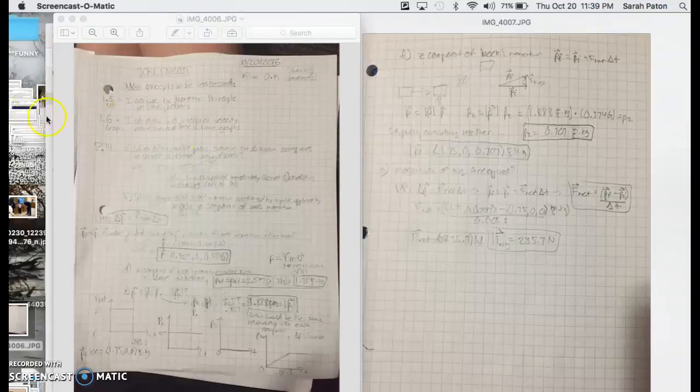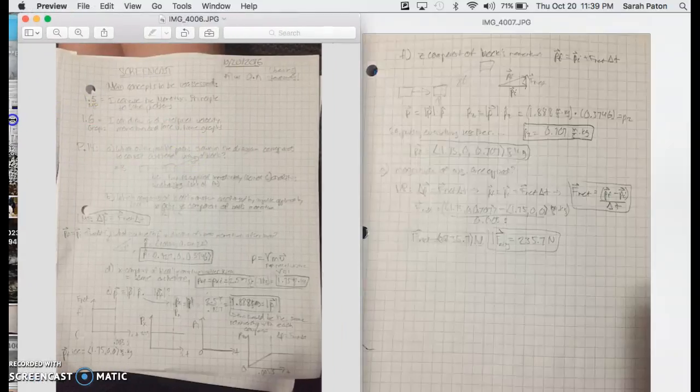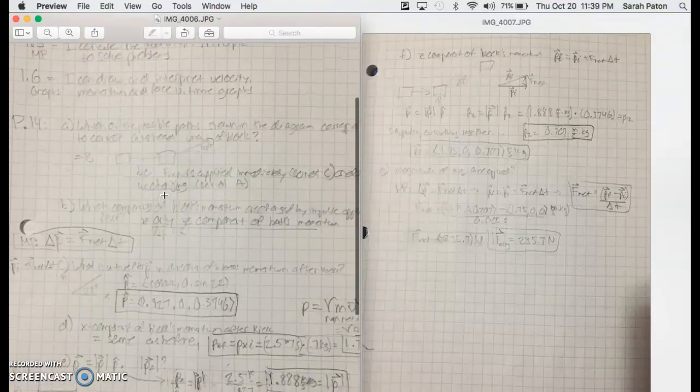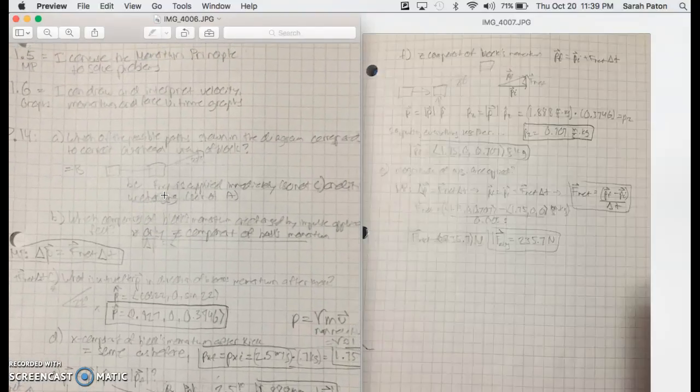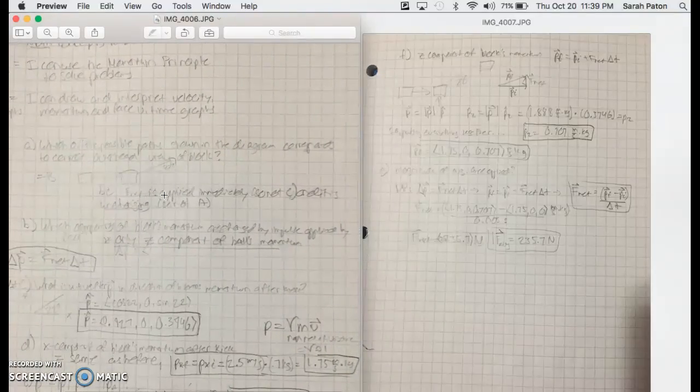The problem starts off and wants me to say which of the possible diagrams corresponds with the correct overhead view of the block. I chose B because FNet is applied immediately, so it's not C, which curves like that, and it's unchanging, so it doesn't curve like A, which goes like this.